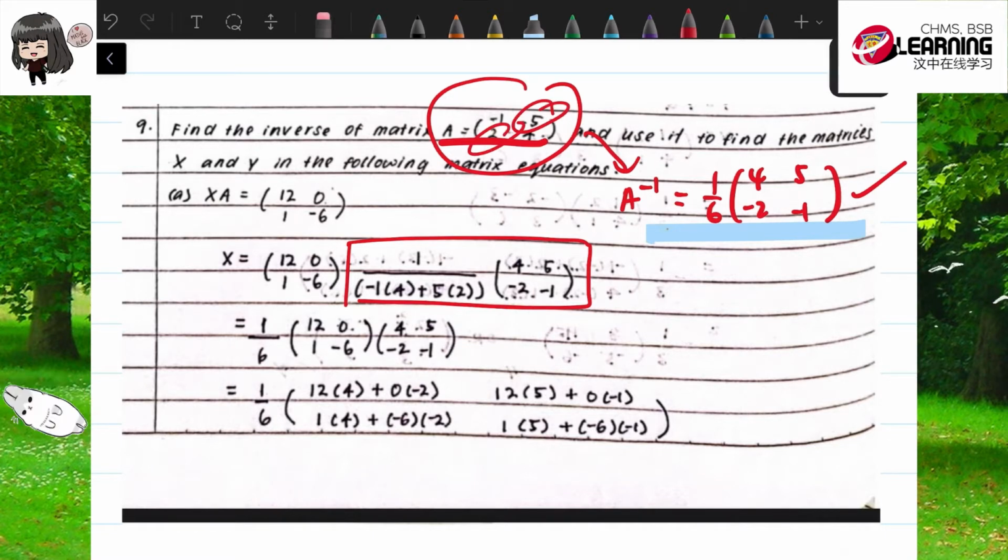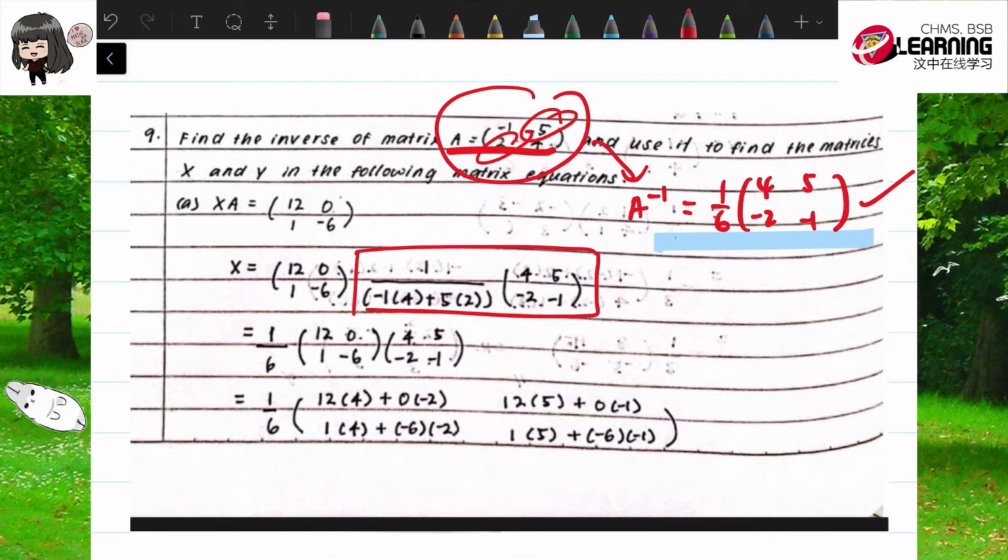So this is your A inverse, and what's going on here is that you have XA, so you need to move the A over. When you move over the A, it becomes A inverse here. So this matrix will multiply with the A inverse. This is how it works. Correct. And then what she did was put the 1 over 6 in front, which is much easier to do, and then multiply this with this.